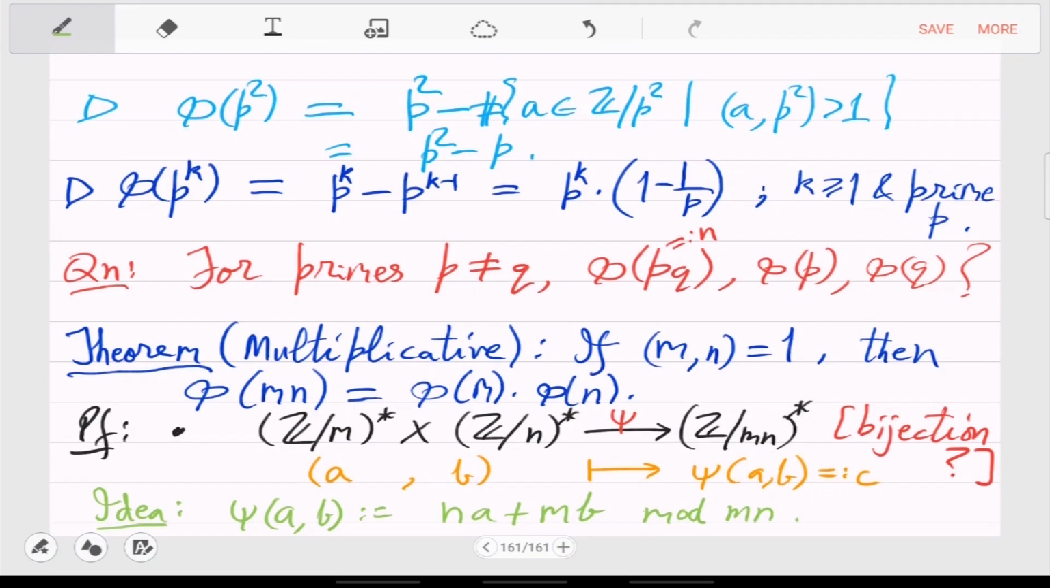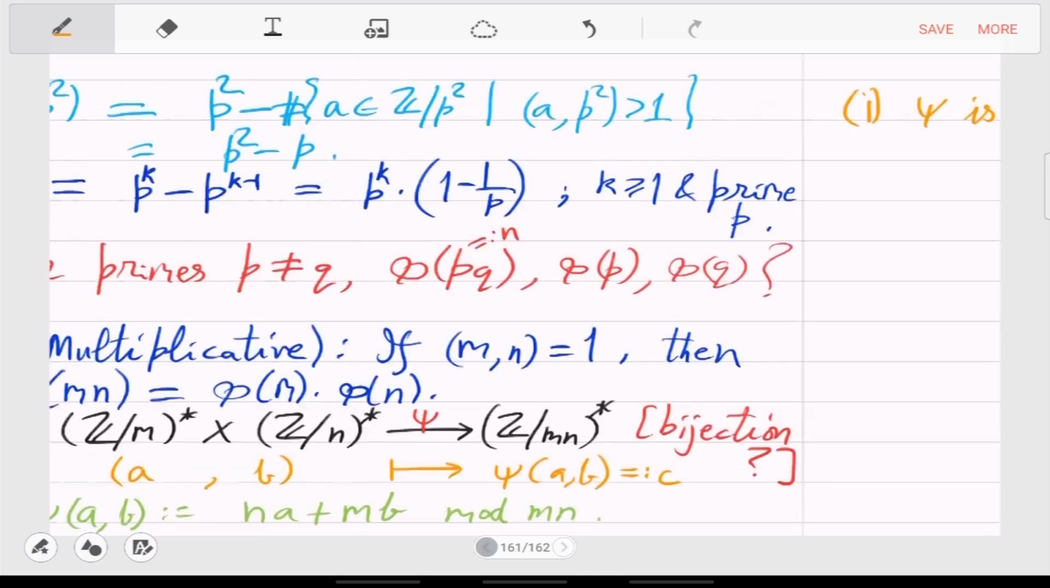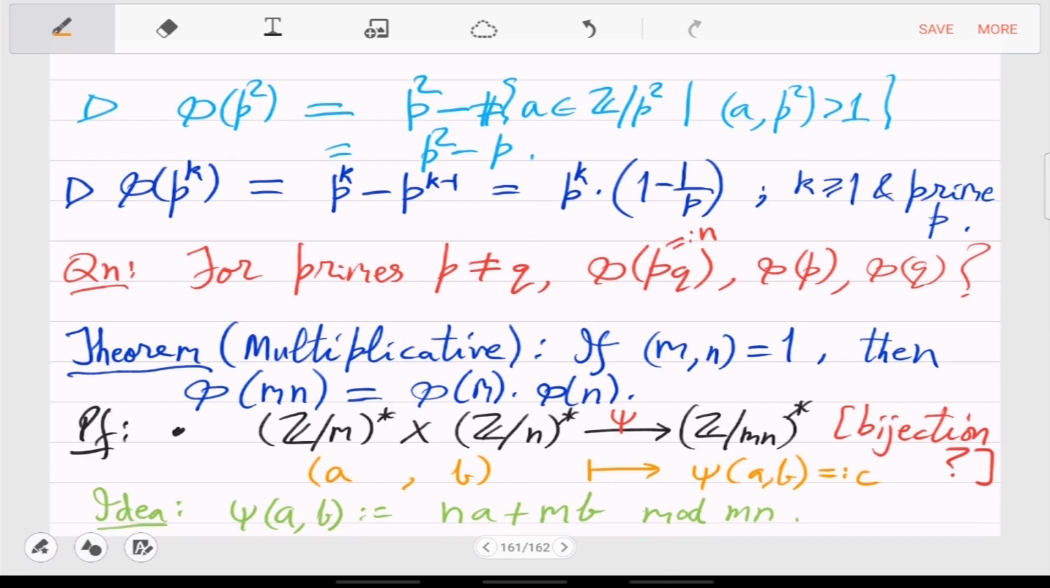All that remains is to show that this is a bijection, right? So let's do it in multiple steps. So the first property you want to show is that it's a valid map. Whenever you construct a potential map, you should check whether it's actually a map. So what does it mean? What do you have to check to check for validity?